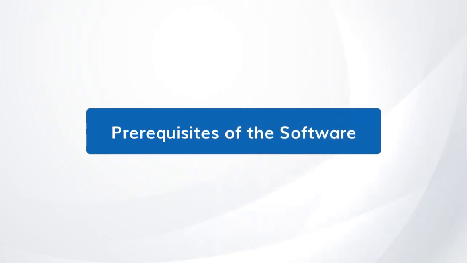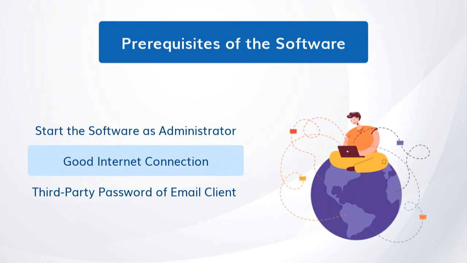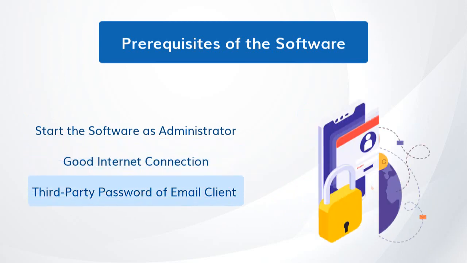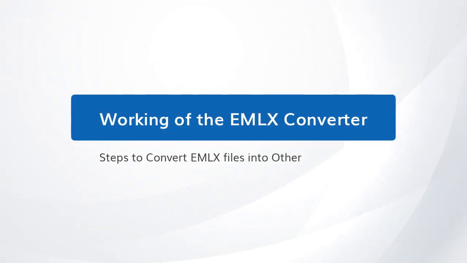Now, let us check the prerequisites before installing the software. If you are using any Windows version like Windows 11, 10, 8.1, 8, 7, then please run the software as administrator. Make sure to establish a proper internet connection while using this software. A third-party app password of a particular email client is required before the email account sign-in. You can easily convert EMLX files into different file formats using this software.